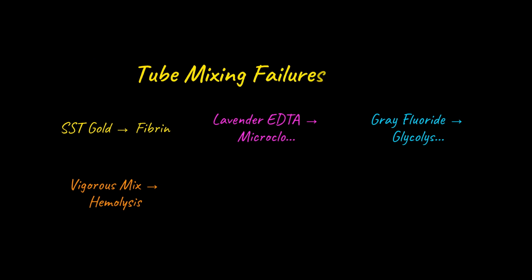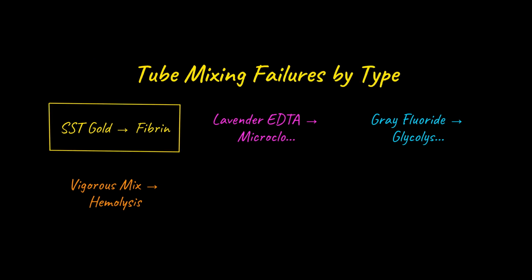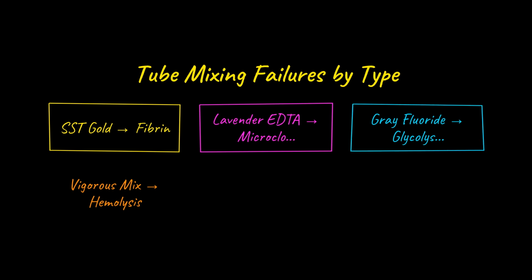fresh draw. Each tube type has its own mixing failure consequence. The SST gold tube produces fibrin when not inverted. Lavender EDTA tubes develop microclots because EDTA cannot chelate calcium. Grey fluoride tubes allow glycolysis to continue before fluoride inhibits enolase. And over-vigorous mixing of any tube causes hemolysis, a completely separate error from missing an inversion.